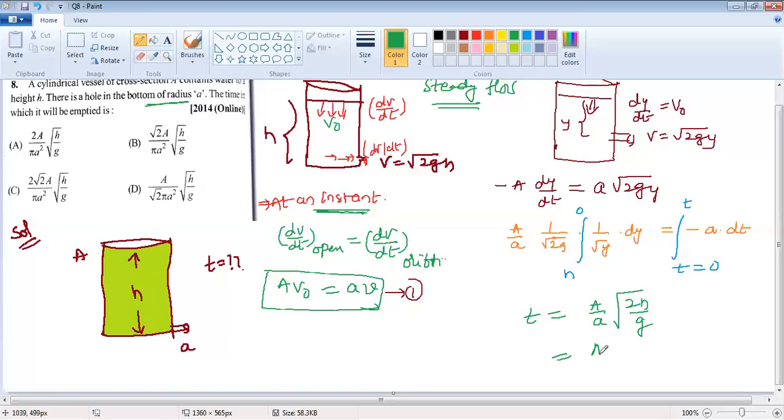If you are taking this as A by pi R square into root over 2h by g. Root 2 brought outside, that should be equal to root 2 into A by pi R square into root over h by g. This is your answer. Then which one is the right answer? Option B is the right answer. I hope you are understanding this.